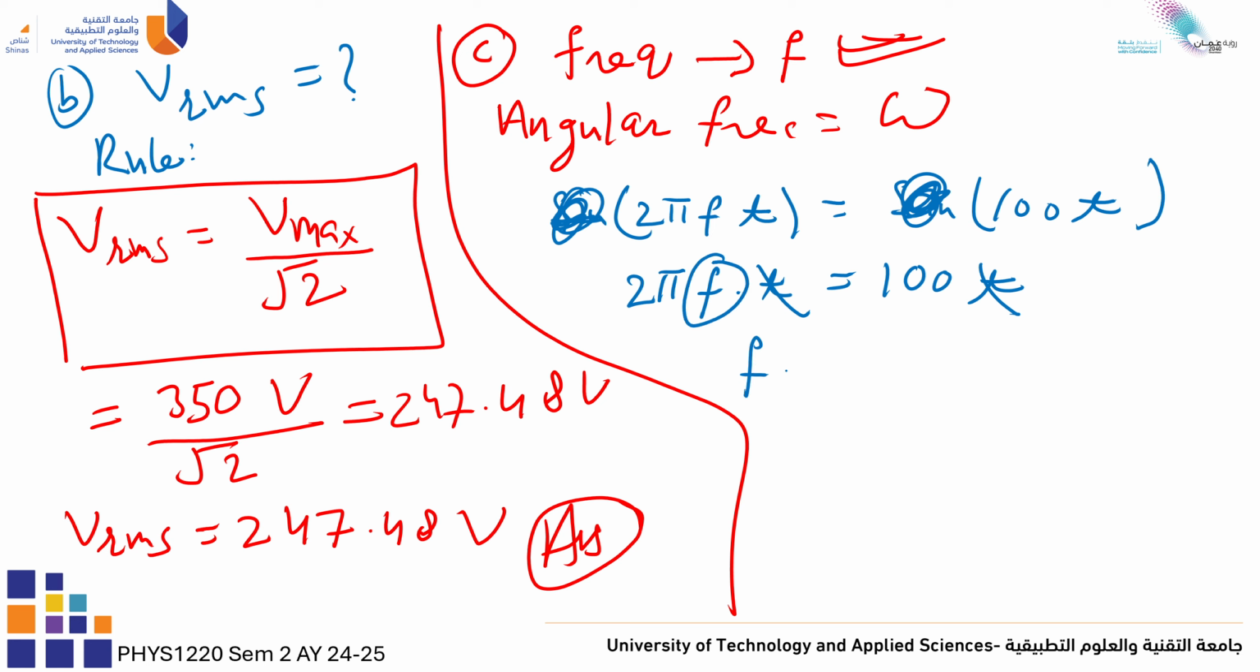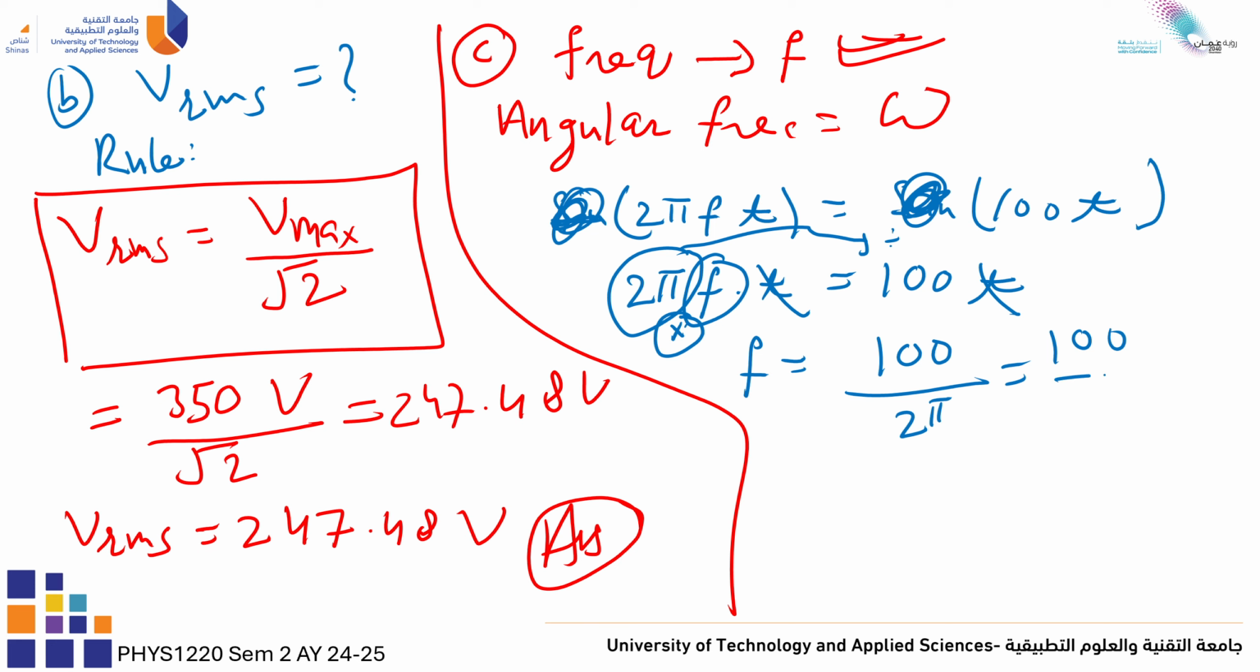So f is equal to 100 on this side, and this will go to the other side. See here it is multiplied, getting my point? The 2 pi is multiplied with the f. So if this is going to the other side, it will go to divide, which means it will go down. If I put the value of the 2 and the value of pi, this will be 3.14.